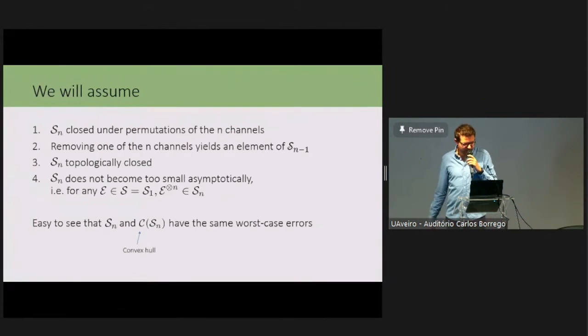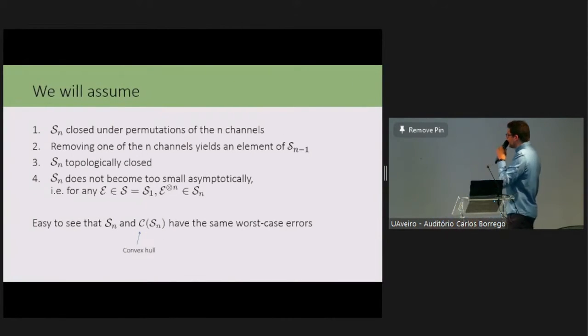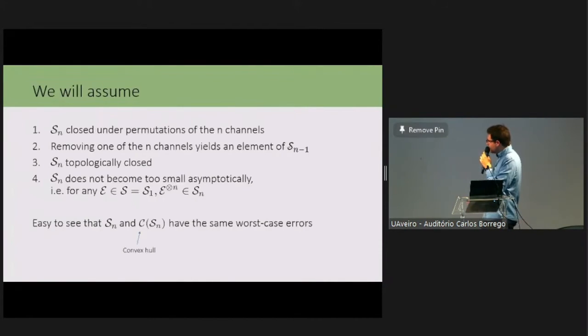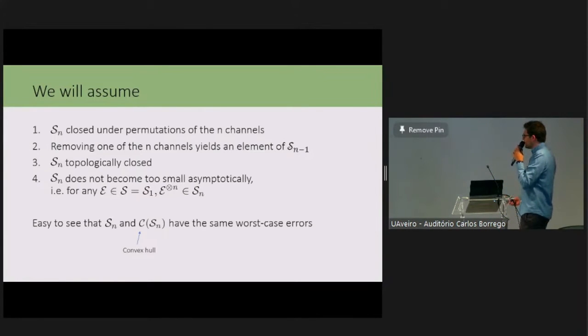Before we get to the slightly more technical section, let me briefly say what we actually do need to assume about these Sn's, because we need to assume some things. First of all, we want them to be closed under permutations of the n channels. So whenever I have a channel here, which is n individual channels, if I permute them, I still want it to be an element of Sn. Secondly, if I remove one of the n channels, I want to get an element of Sn minus 1. I want them to be topologically closed. That's not really necessary, but it makes the formulas a bit simpler. And I want to make sure that my sets don't become too small asymptotically, so it still stays a composite problem.